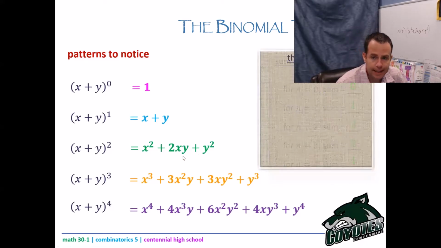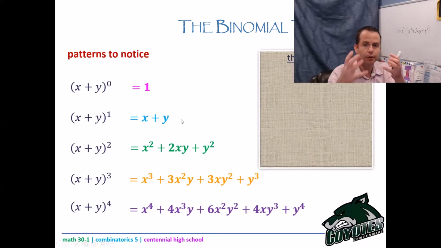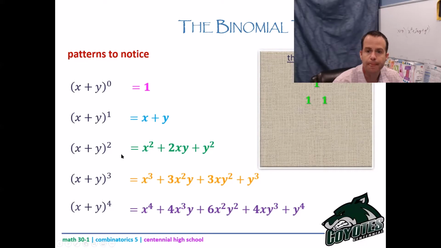Okay, next thing I need you to look at is the coefficients. Now, this is a little harder to see, so what I'm going to do is pull all the coefficients out of here, and I'm going to write them in this little space here. For the first guy, the coefficient was 1. In the second guy, I had a 1 and a 1. In the third guy, I had a 1, a 2, and a 1. In the next guy, I had a 1, a 3, and a 1. And then in the last row, I had a 1, a 4, a 6, a 4, and a 1.